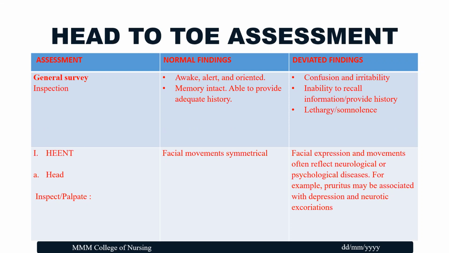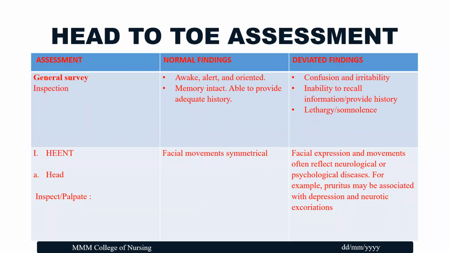Generally, we would first inspect. So it is being categorized into assessment, normal findings, and what are the deviated findings. So in general survey, first you would inspect the client for awake, alertness, oriented. Either his or her memory is intact, able to provide you adequate history, and the deviated findings would be confusion and irritability, inability to recollect the information, or lack of information provided, lethargy, or somnolence.